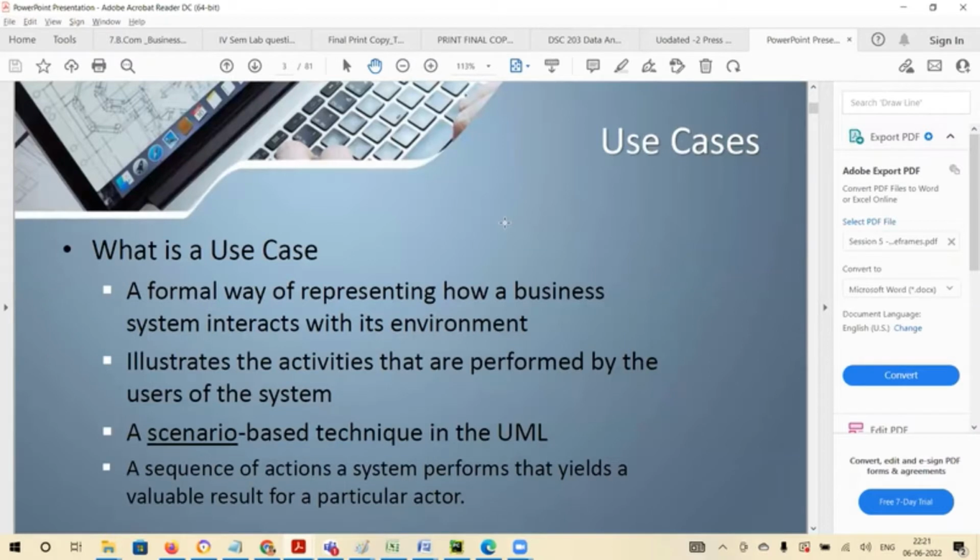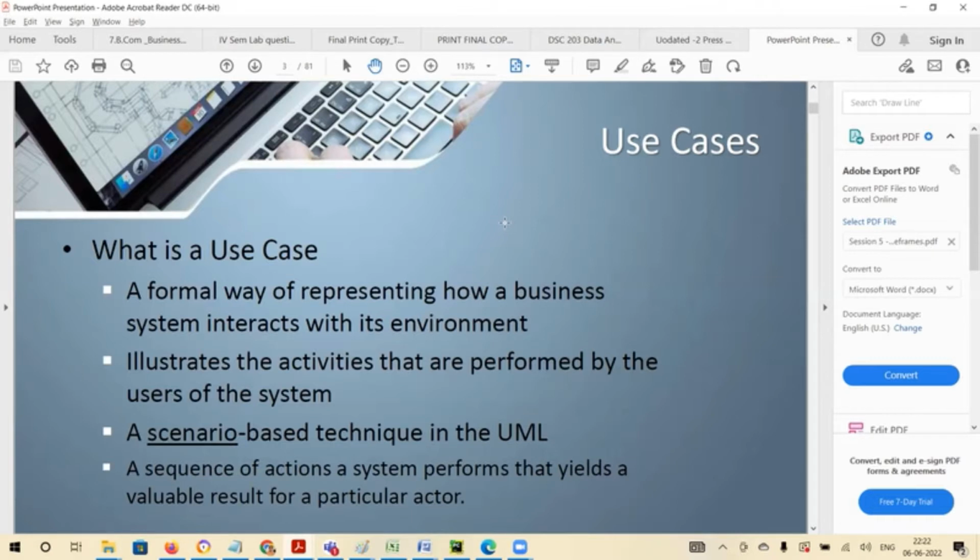Okay. So what is a use case? A use case is a formal way of representing how a business system interacts with its environment, right? If you remember, we have the rectangle box. Whatever is inside the rectangle box is our system, and that's what we need to build.